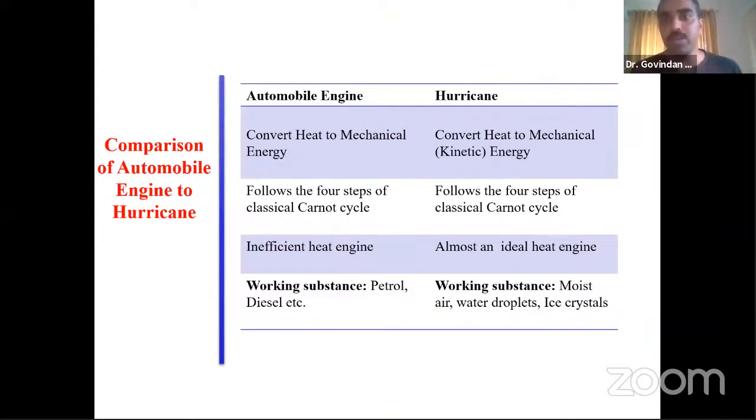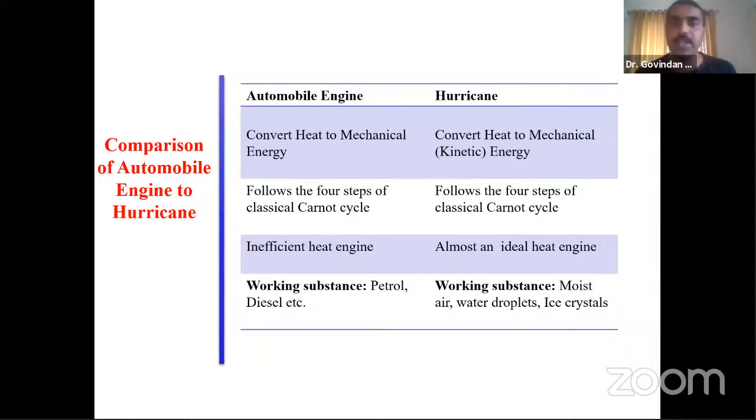So, a one-to-one comparison of an automobile engine to the hurricane or tropical cyclone. Both convert heat energy into mechanical energy. Both the automobile engine and the tropical cyclone follow the four steps of a classical Carnot cycle. Whereas an automobile engine is an inefficient heat engine, a hurricane is almost like an ideal heat engine, which can convert almost all the heat available into mechanical energy.